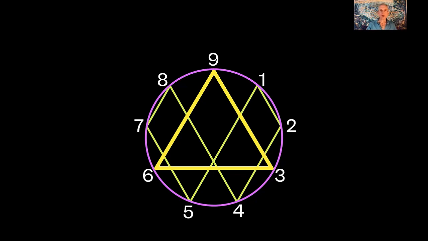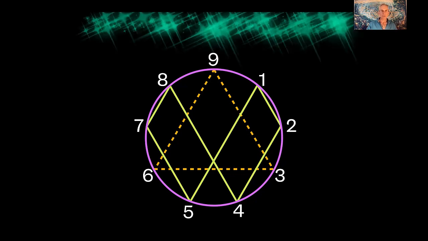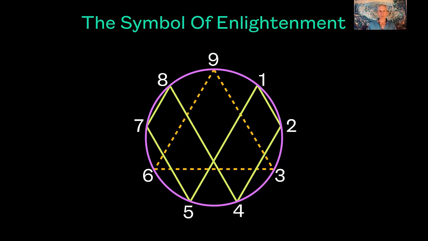But the other part of this symbol that he got in a dream was the triangle in the middle, connecting the numbers 3, 6, and 9. And when you put this all together, it's called the symbol of enlightenment. This is the name that Marco Rodin gave this symbol.